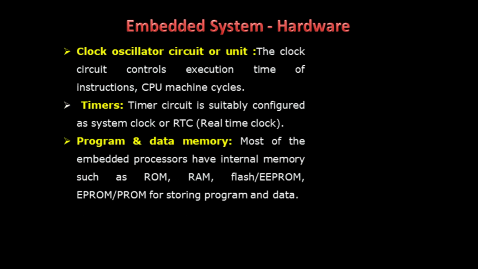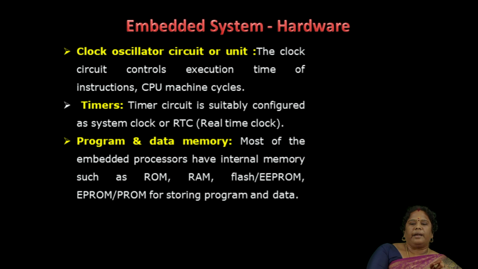Next component, clock oscillator circuit or unit. The clock circuit controls the execution time of the instruction. How long the instruction should be executed is determined by the clock oscillator circuit or unit. And then timer. The timer circuit is configured either as a system clock or as a real-time clock, so that an operation is performed only at a particular time period.